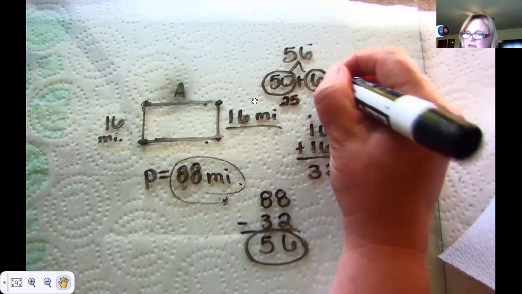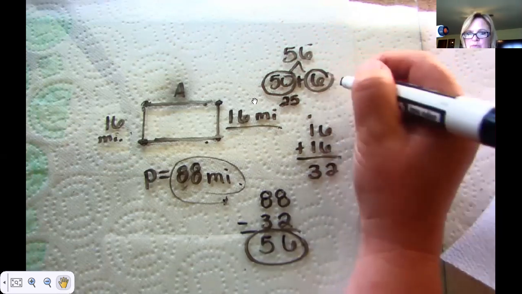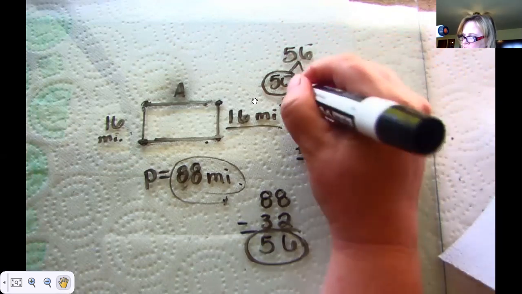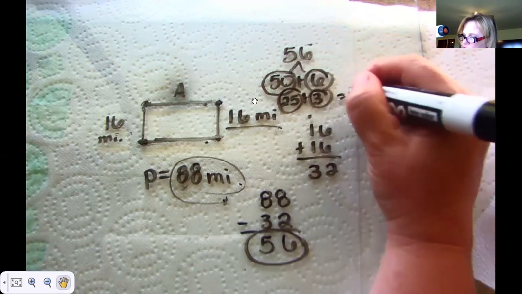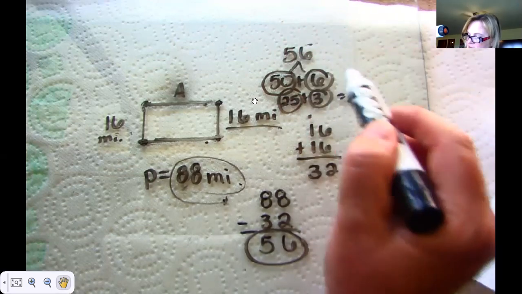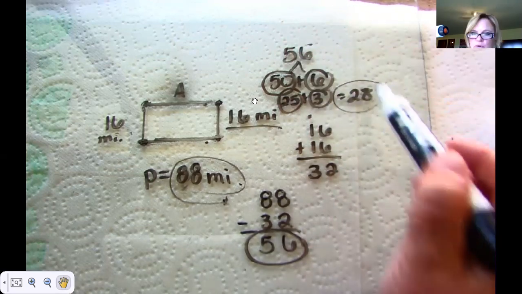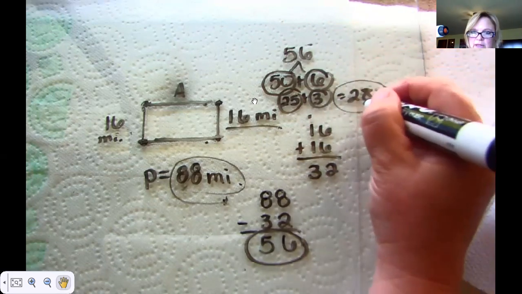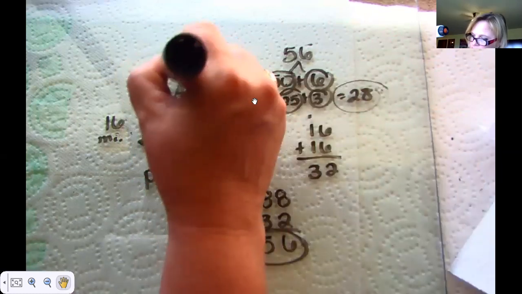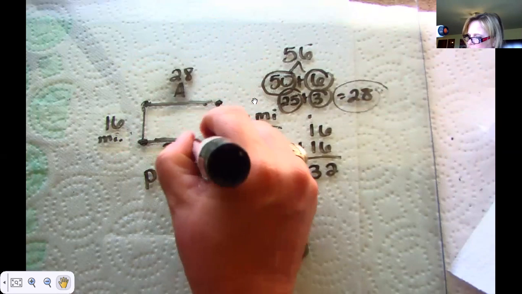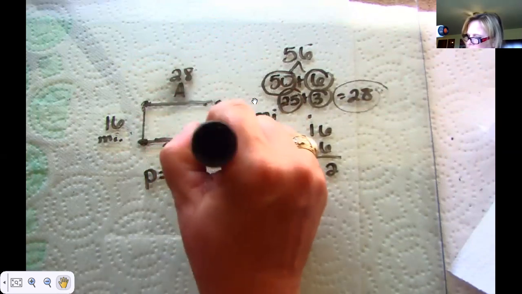And then what is half of 6? What number do I double that gives me 6? Well, it's 3. So 25 plus 3 is 28. So what I've done is taken half of 56, or I've divided it by 2. 2 28s is going to give me 56. So I know that side A is 28 and this side is 28, not inches, miles.